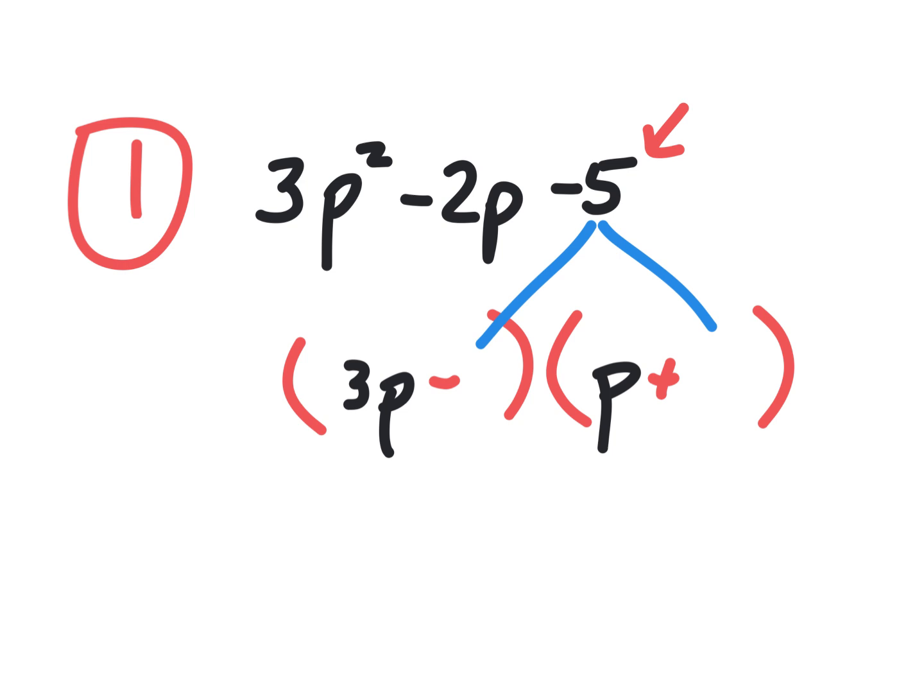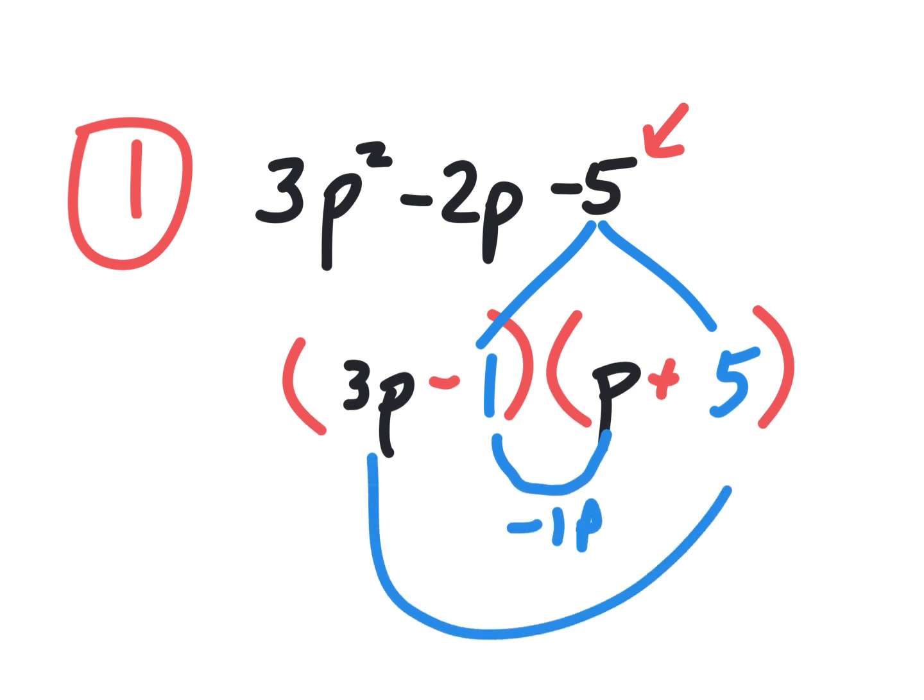Don't stretch yourself too hard. There's only one way to make a 5. Just 1 and 5. It's got to be 1 and a 5. Now, did I put it in the right place or not? That's the challenge. I'm going to check negative 1p. I'm going to check 15p. Does that make 2p? No.